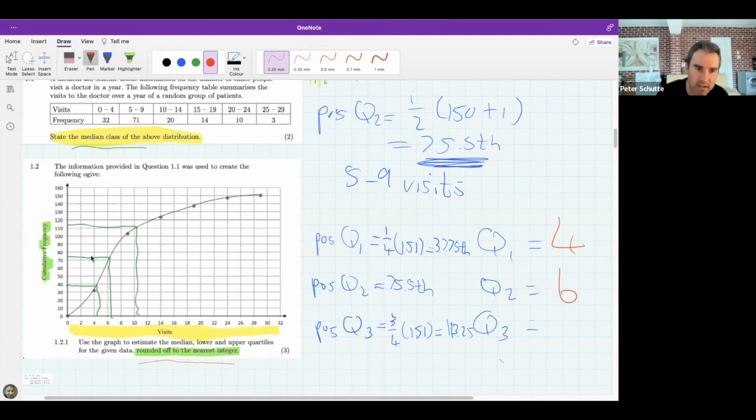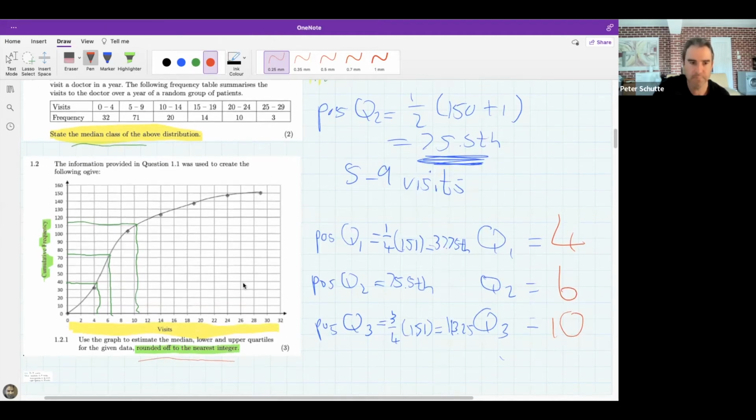Because if I look here, and then Q3 would be closest to 10. And those would be my estimated values. So, you know, like 25%, well, yeah, that 25% of people would go to the doctor 4 times a year or less. Half of people would go 6 times or less, and so on, using this idea.